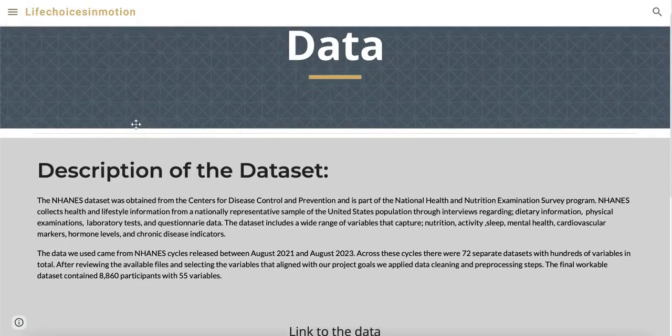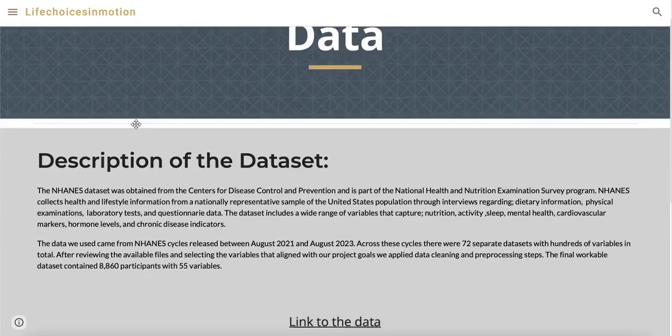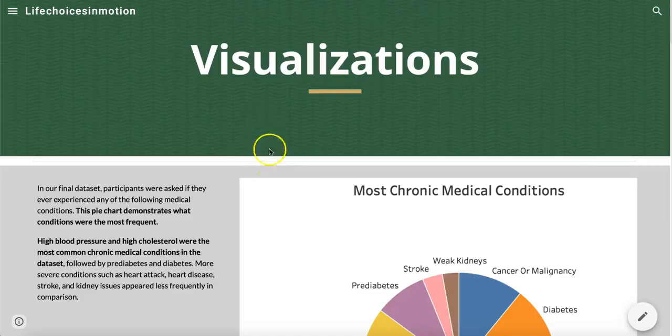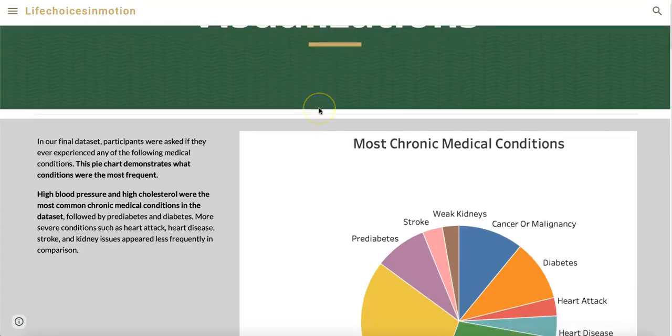As we tab over to the data portion of our website, we can see that our dataset was a representative sample of the United States population. Originally, we had 72 separate datasets, but once we cleaned and processed the data, we ended up with 8,860 participants with 55 different variables to look at. These are the visualizations that we created on our webpage.